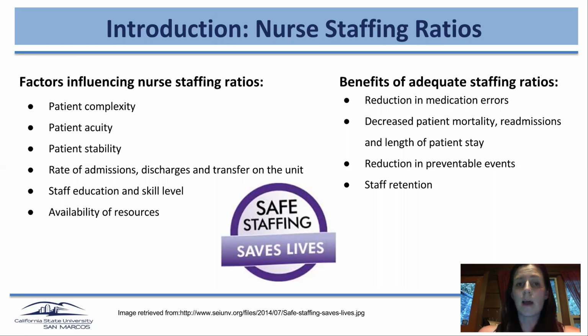Some of the benefits of adequate staffing ratios based on patient acuity will be discussed in this project, and they include the reduction of medication errors, decreased patient mortality, decreased hospital readmissions, decreased length of patient stay, reduction of preventable events such as falls, pressure ulcers, central line infections, and healthcare-associated infections, or HAIs, as well as better rates of staff retention due to increased safety, lower levels of fatigue, and higher job satisfaction.